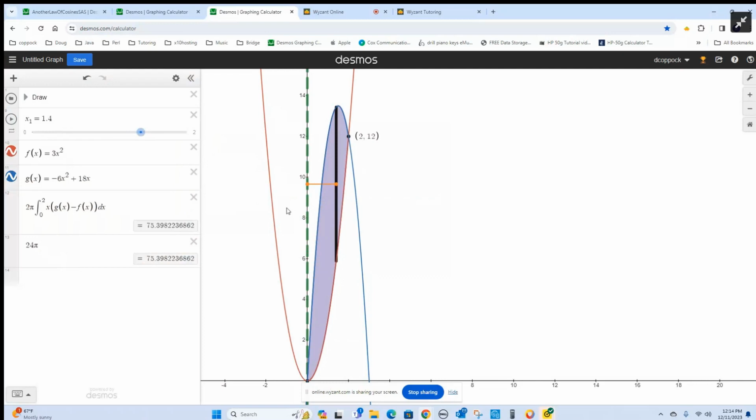That's what you end up with, a shell with a hole in the middle, but you add all those volumes together, you get the volume of the solid that's generated.